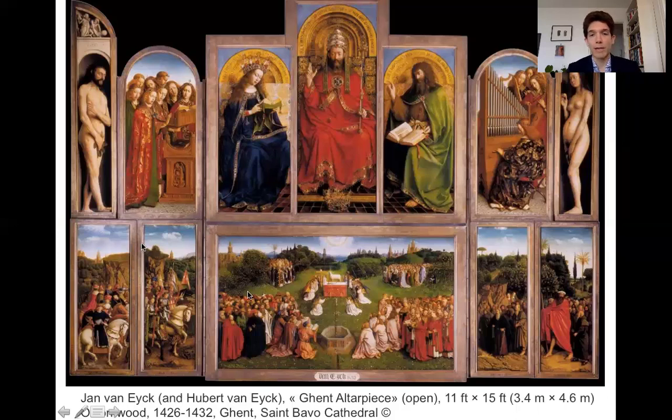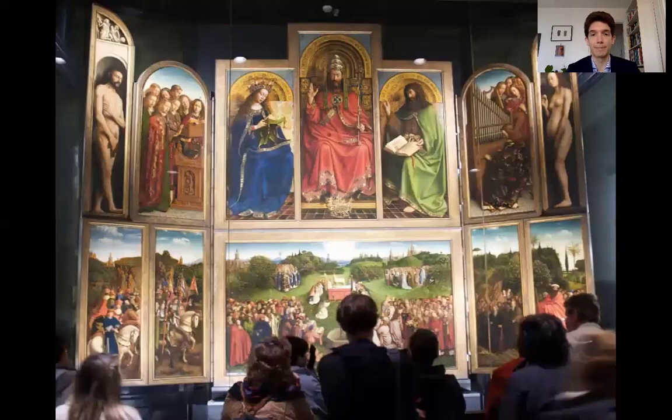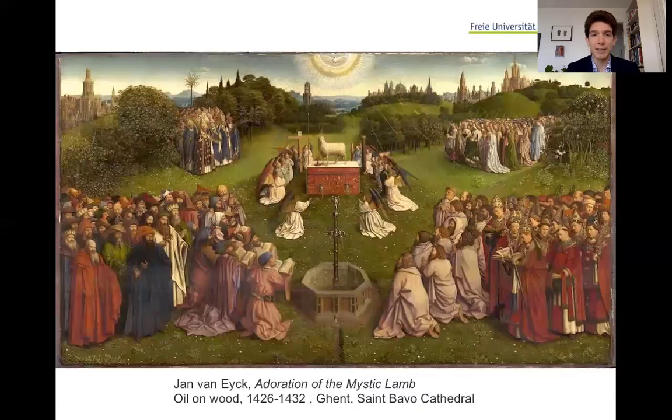On the lower register at the center, on the contrary, we see a very, very complex, symbolically complex scene, the so-called Adoration of the Mystic Lamb. So here is how the polyptych appears today in Ghent. So I was saying that in the lower register, at the center, you have this depiction of the Adoration of the Mystic Lamb.